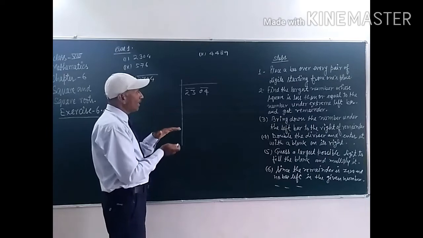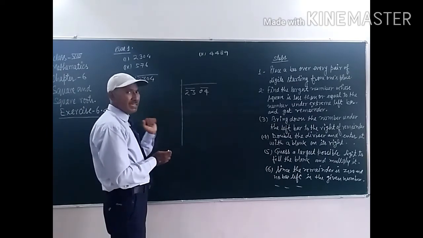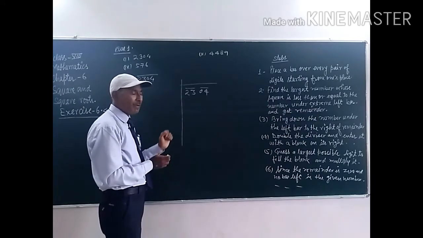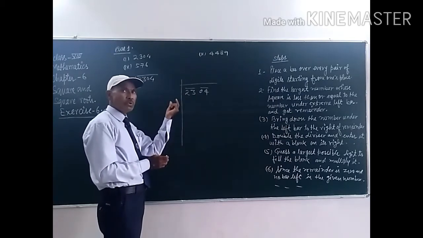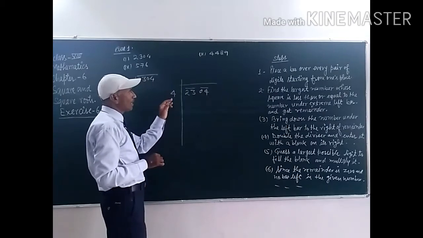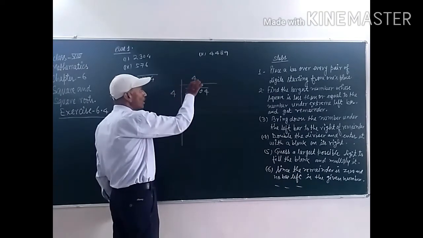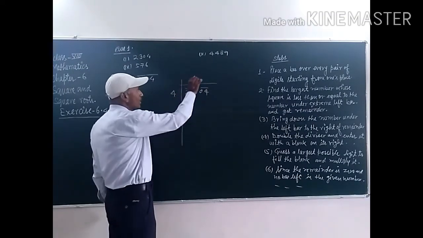So, if we take 4, then 4 fours are 16. If we take 5, then 5 fives are 25. So 25 will be greater than 23. So we have to choose 4, students. In this step, we have to take a number here and we have to write this 4 as a quotient. Clear, students? This one 4.